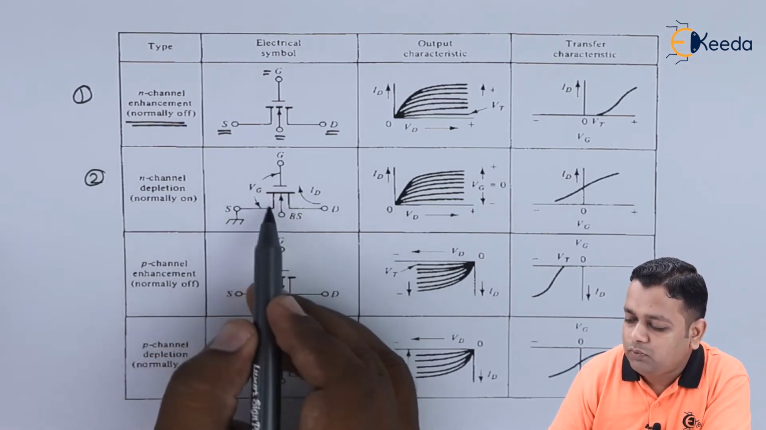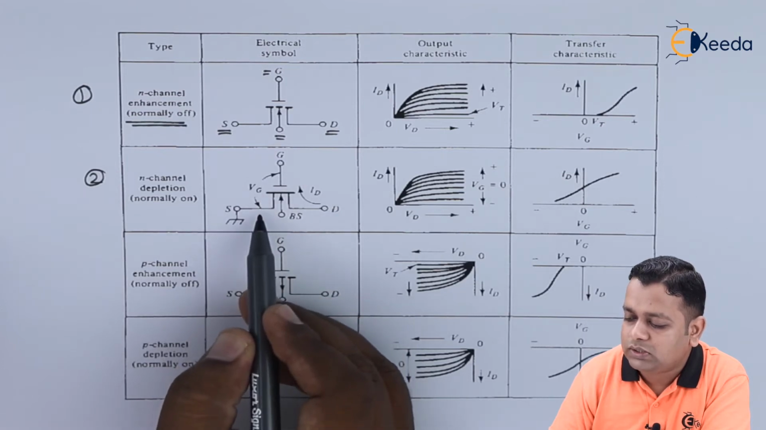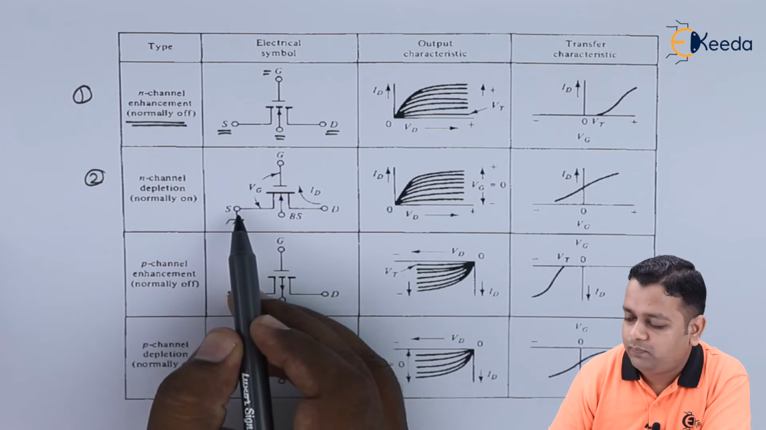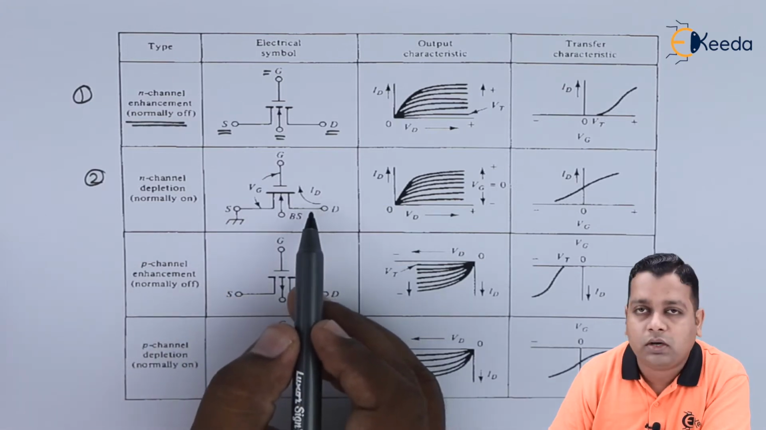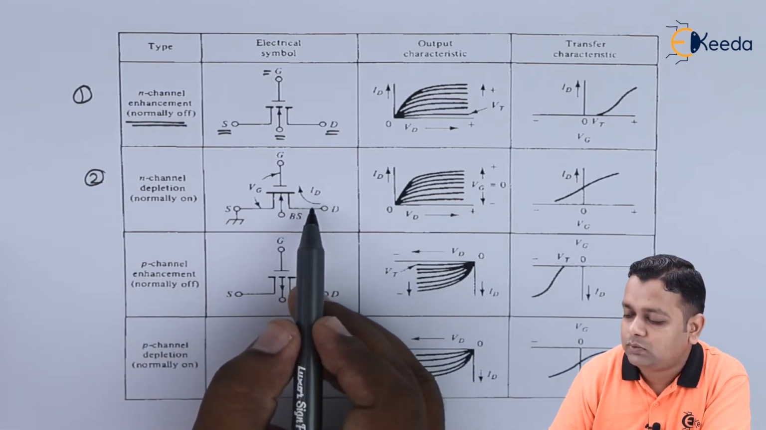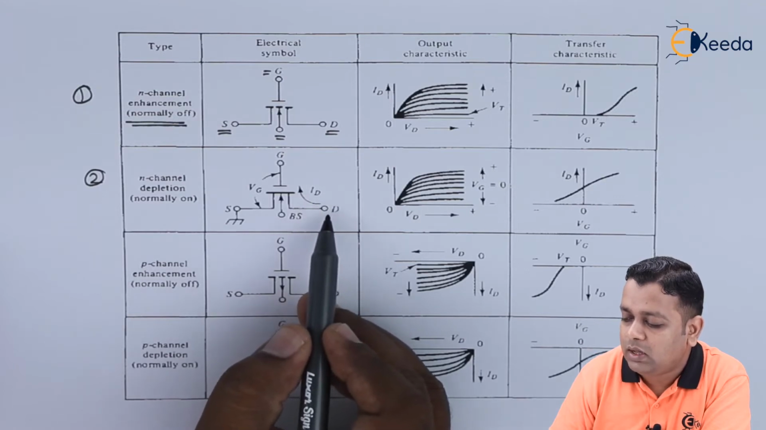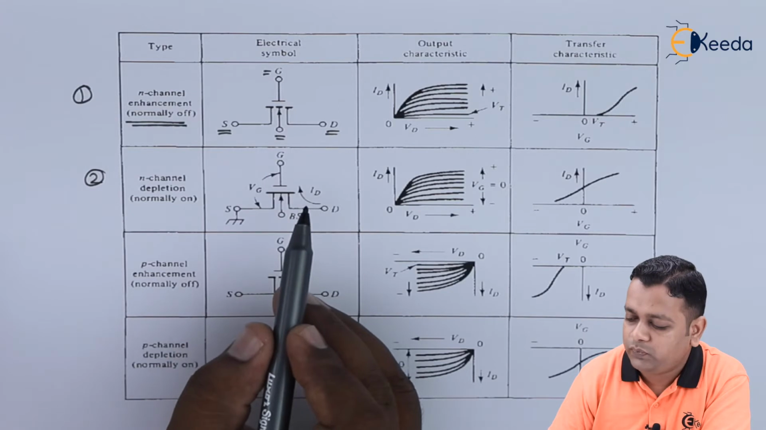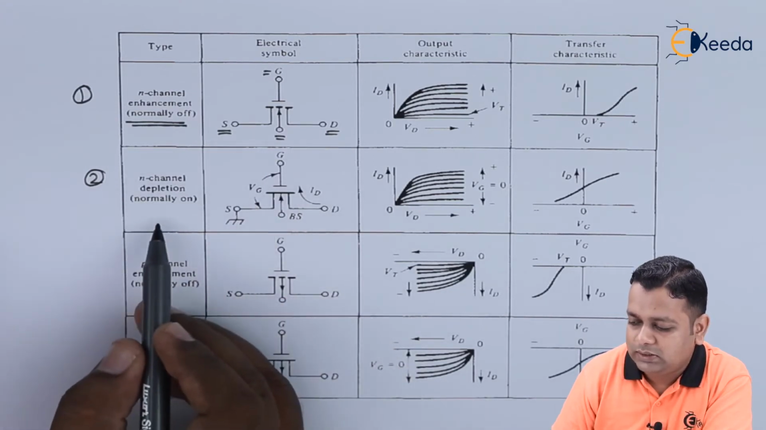So this is the gate potential represented in the symbol also, between the gate and the source here, and the resultant output current, the drain current, is represented flowing from the drain terminal towards the device here. So this is the second case.